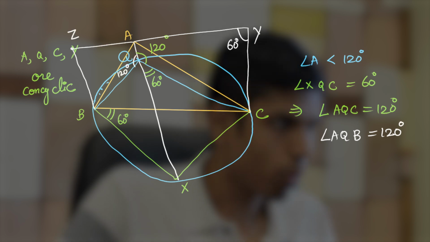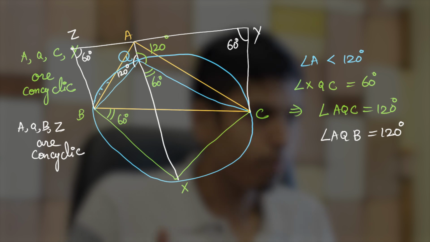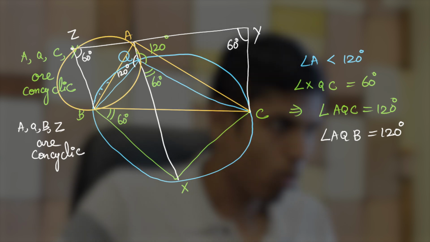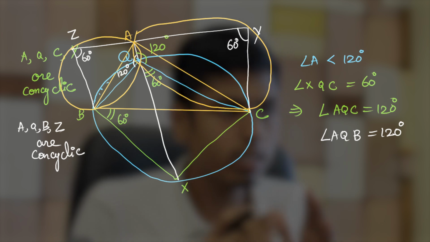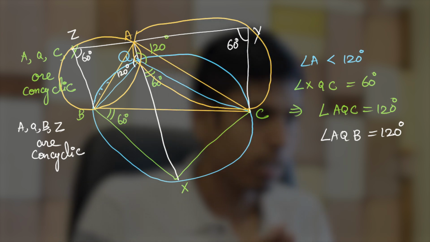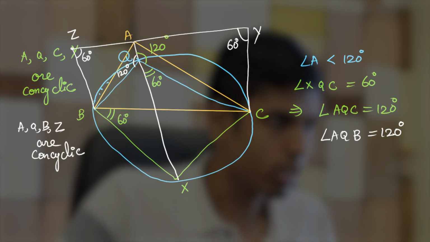And thus, the points AQBZ are concyclic due to the fact that opposite angles are supplementary. So we can see that all 3 circles pass through this point Q. Alright, so how will I now prove that AX, BY, CZ all concur? Now it is just extension of the line BQ and CQ.